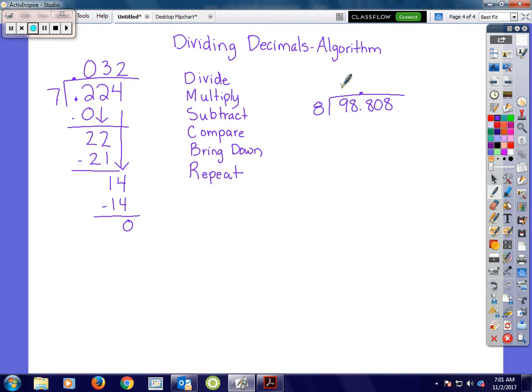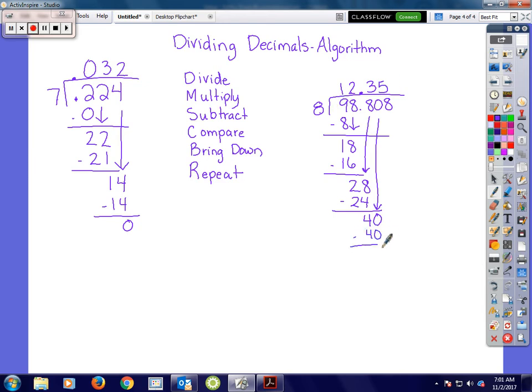8 goes into 9 one time. 8 times 1 is 8. Subtract. Bring down my 8. 8 goes into 18 2 times. 8 times 2 is 16. Subtract. Bring down my 8. 8 goes into 28 3 times. 8 times 3 is 24. Subtract 4. Bring down my 0. 8 goes into 40 5 times. 8 times 5 is 40. Subtract 0. Bring down my 8.